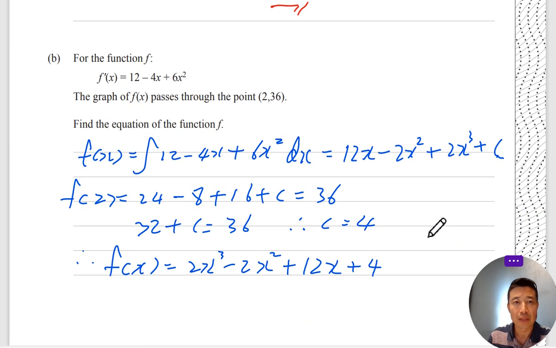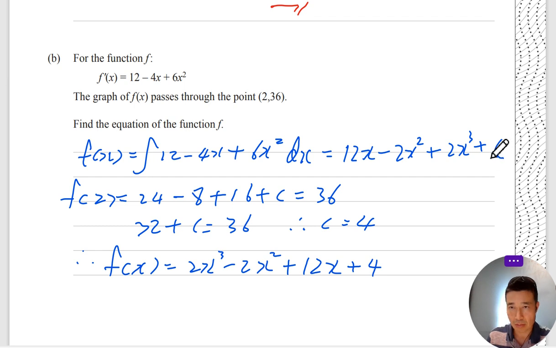Next, B. For the function f, f prime x is this. The graph of f of x passes through the point (2, 36). Find the equation of the function f. So you have to integrate, isn't it? So this shows how you integrate the gradient function, right?